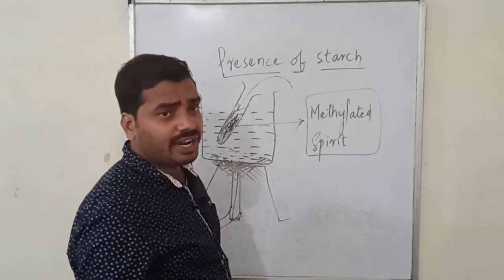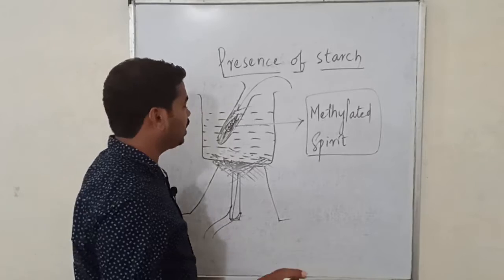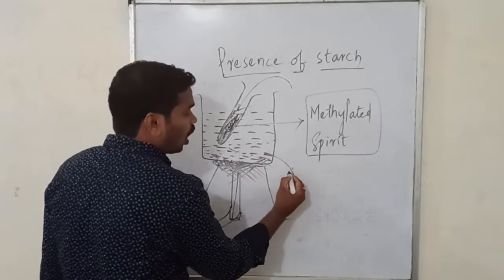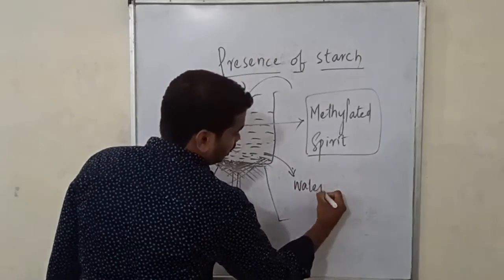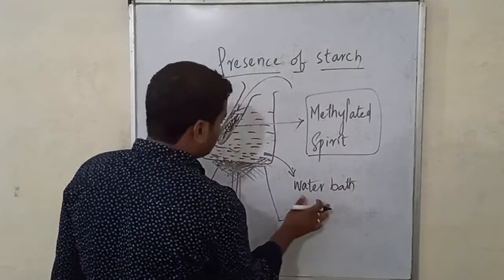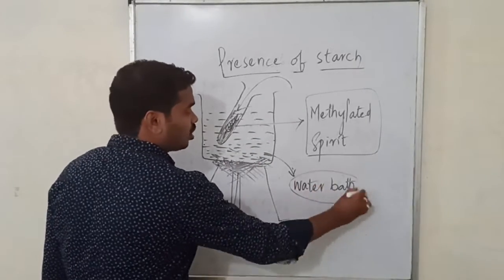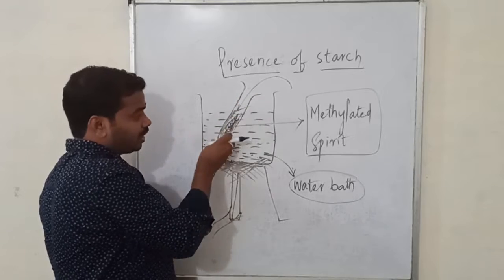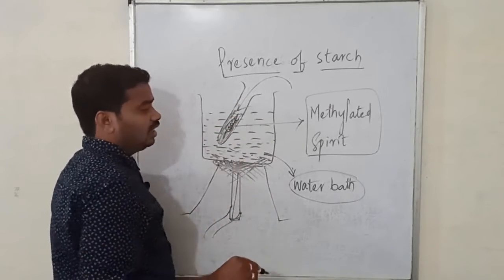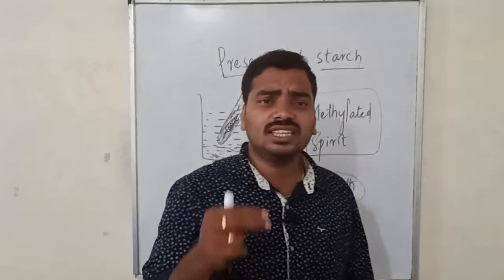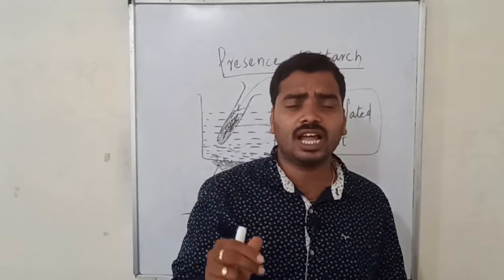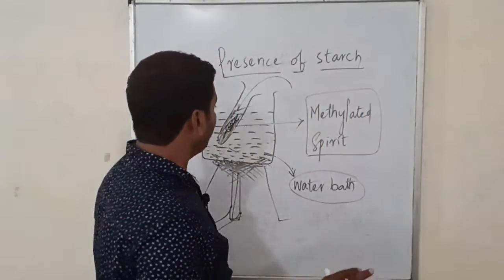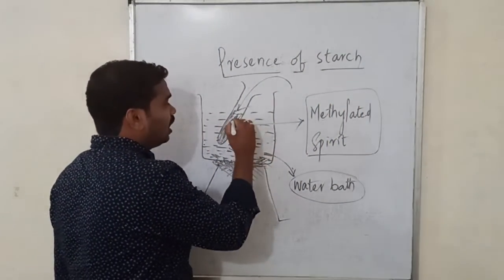So in order to avoid that burning of the leaf, we are taking water in a beaker and preparing a water bath. This is called a water bath. If water in a beaker is heated, boiled, then that setup is called a water bath. So this test tube with methylated spirit is kept in a water bath along with the leaf. Then after some time you can see this leaf will lose its green pigment and this entire methylated spirit turns into green color.